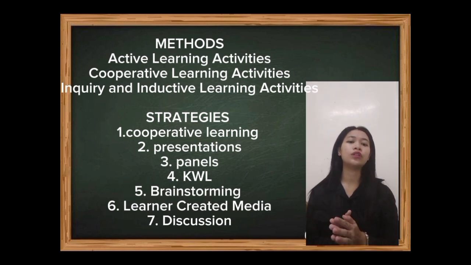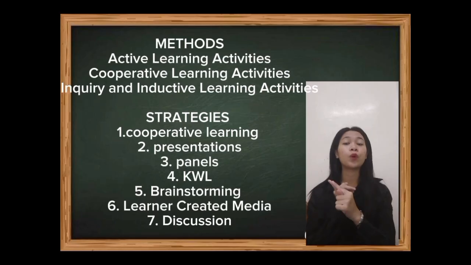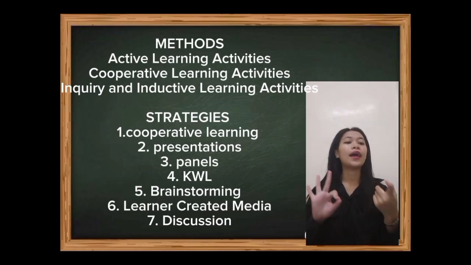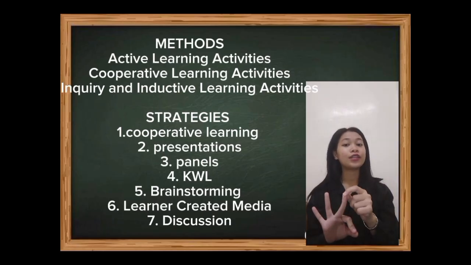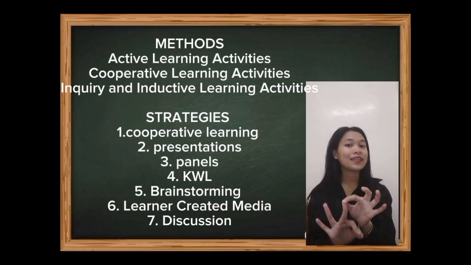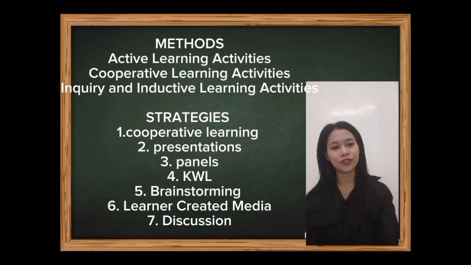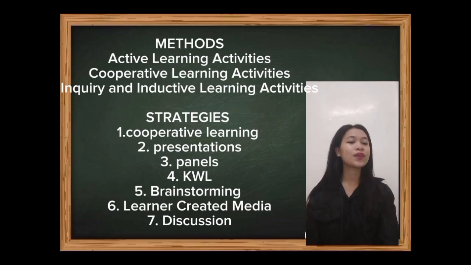Here in KWL, first the K is what do you know? W is what do you want to know? And the letter L means what you have learned. So that is KWL. Next we have the next strategy, which is brainstorming.